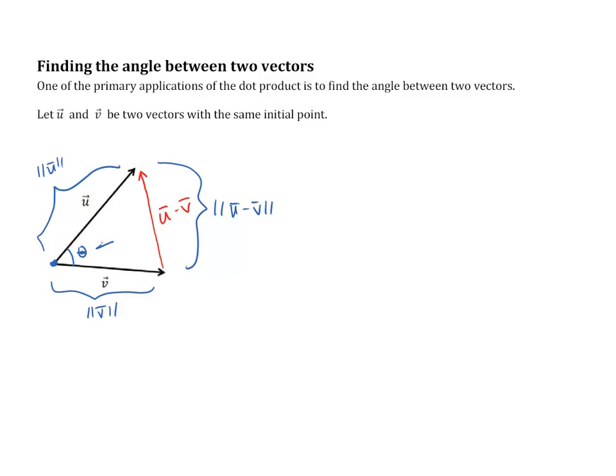And we've got an angle in here that we want to find. Well, guess what that means? If we know u and we know v, we've got three sides, or a side, side, side triangle. How do you find the angle in a side, side, side triangle? We use the law of cosines.